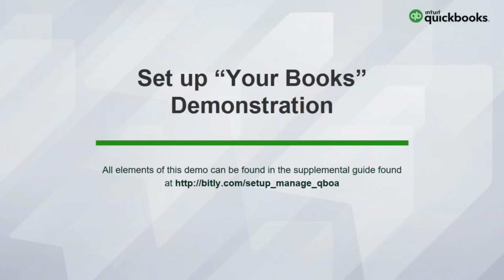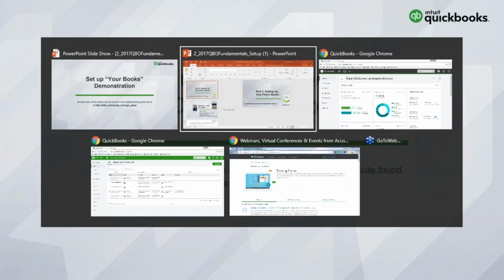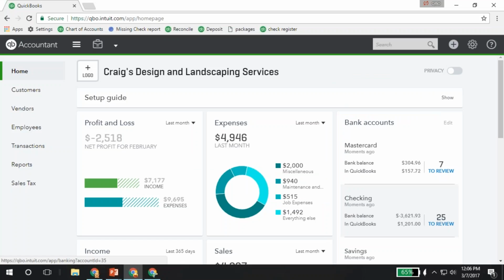Before I get into QuickBooks, there is a supplemental guide. You should have the link to that in your GoToWebinar toolbar. That supplemental guide will give you details and more information about all the stuff that I'm going to be showing you, because I'm not going through slide by slide here. I'm going to pop into QuickBooks Online and show it to you over there. So I'm going to get into QBO, and I am in a sample company called Craig's Design and Landscaping Services. I mentioned to you last time how you could get into this.